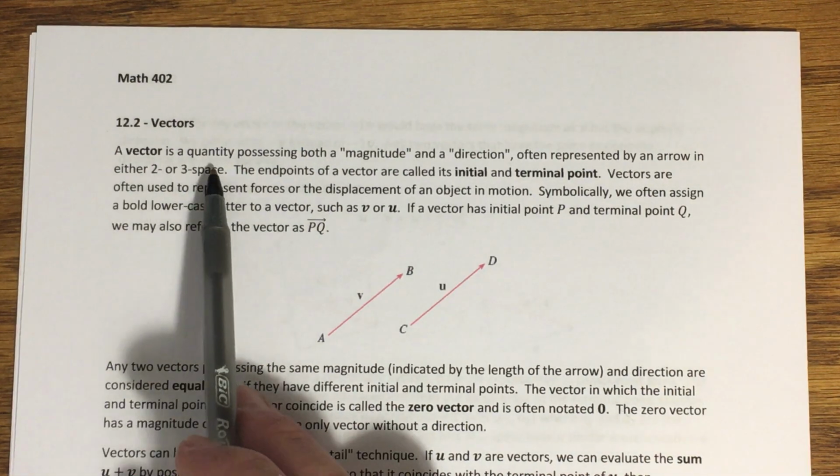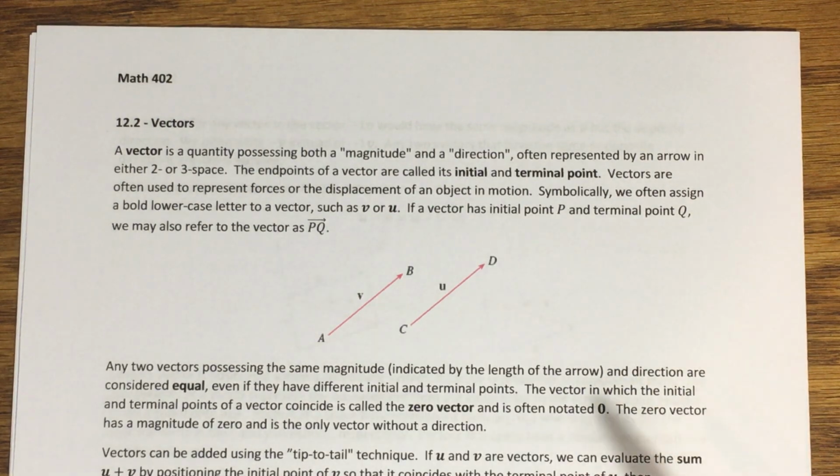A vector is a quantity that possesses both magnitude and direction. At least that's the way that we choose to think about it in this class. If you go on and you take linear algebra, or if you've already taken linear algebra, you know that the definition of a vector is actually much more general than this, but this definition will serve our purposes just fine.